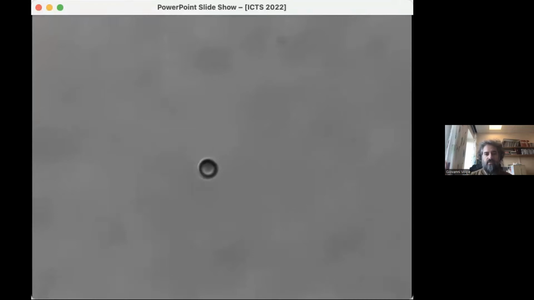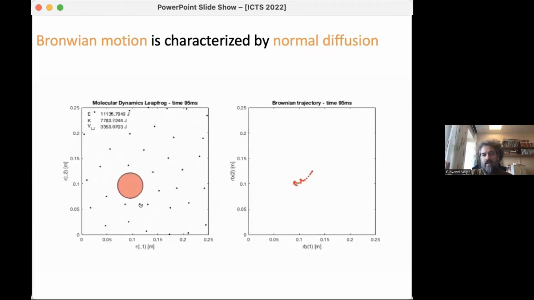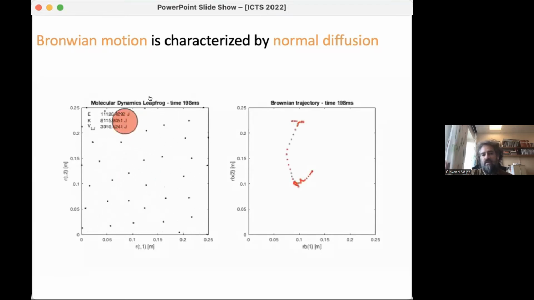Essentially, the name comes from Robert Brown, who discovered or described this phenomenon in the 1800s, and then of course led to work by Einstein and others in the 20th century. And why does diffusion occur? Well, it occurs because a molecule or a particle immersed in a liquid or in a fluid is bombarded by other molecules in the fluid and moves around.